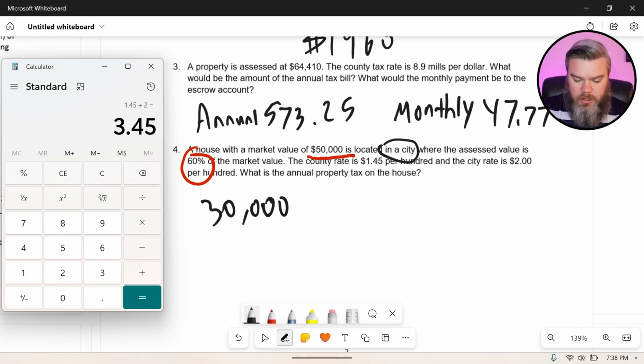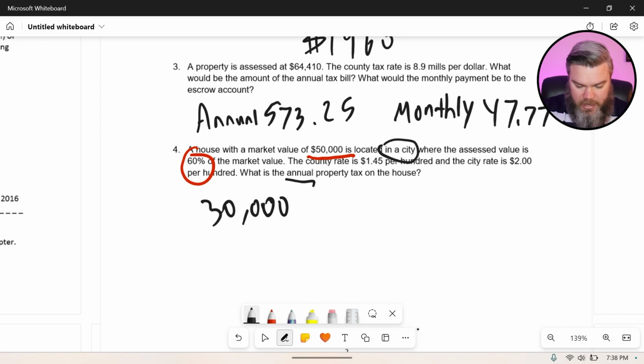So yet again, I'm going to take this per 100 rate and convert it to a per dollar rate. So 3.45 divided by 100 will convert this to a per dollar rate of 0.0345. So we owe 0.0345 per dollar now instead of per 100 times our $30,000 of equalized value. And so that would be an annual tax bill of $1,035.